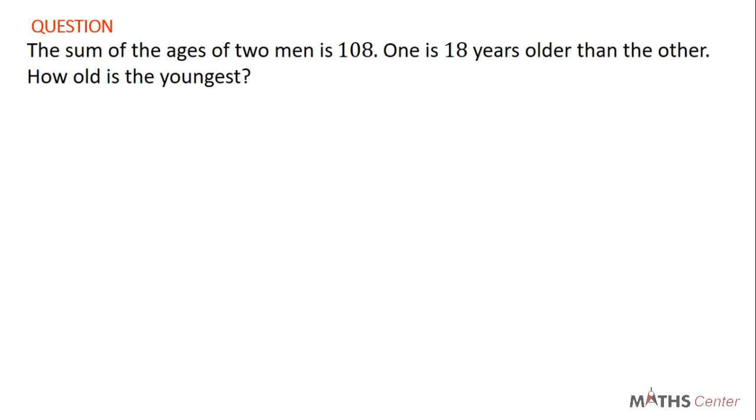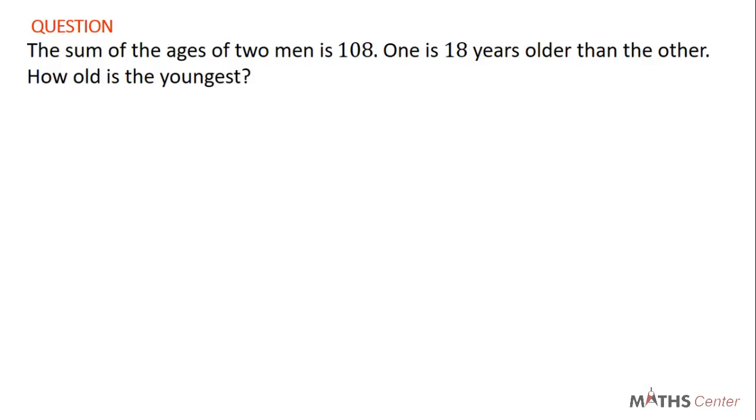So the question for this video is: the sum of the ages of two men is 108. One is 18 years older than the other. How old is the youngest? So here, the question wants us to find the ages of the two men, or the age of one of the men, who is the youngest. In order to know the youngest, you will first need to find the ages of the two men. Then the one which is smaller will give us the age of the youngest.